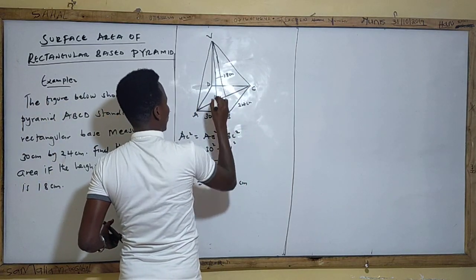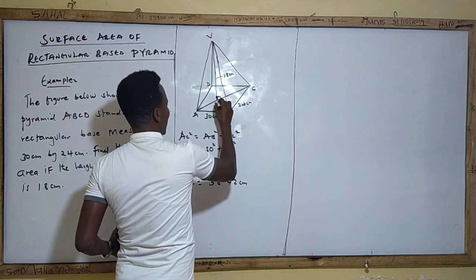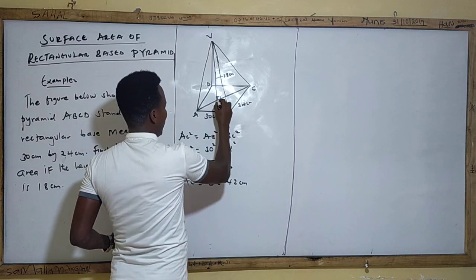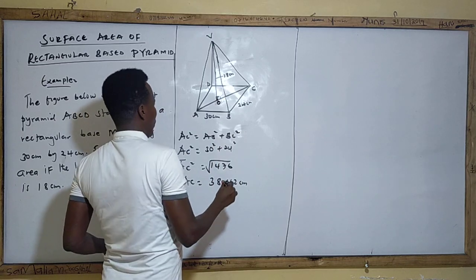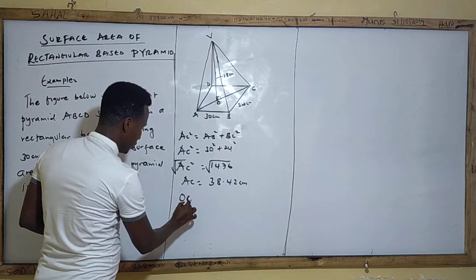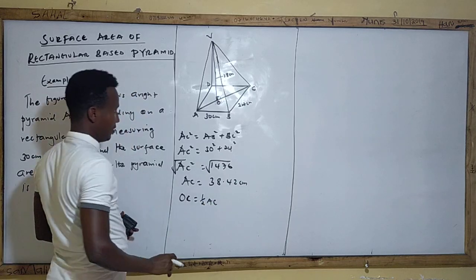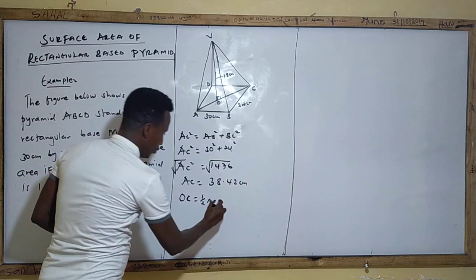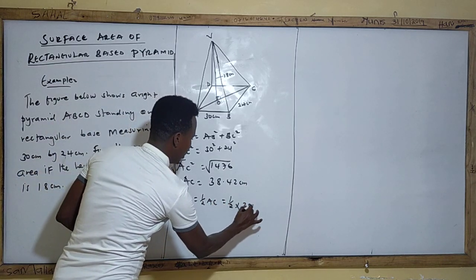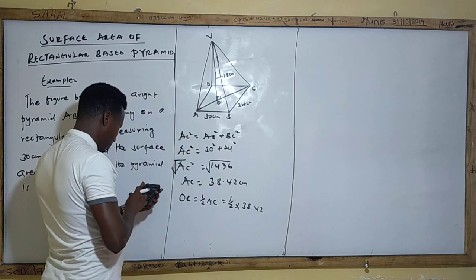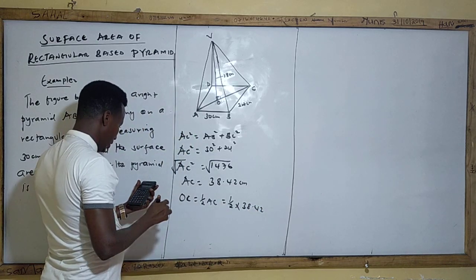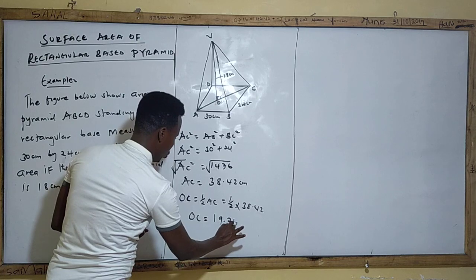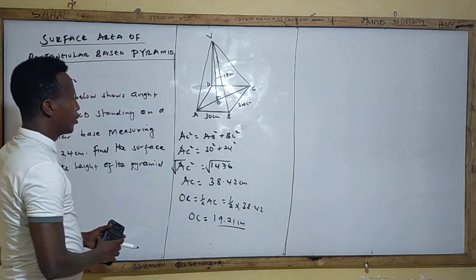This is 90 degrees. Let me call this point O. Now I want to get OC. OC is half of AC, which is equal to half times 8.42. So 8.42 divided by 2 is 19.21. OC is equal to 19.21 centimeters.